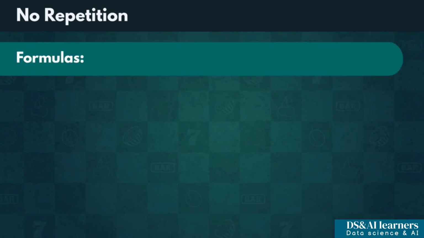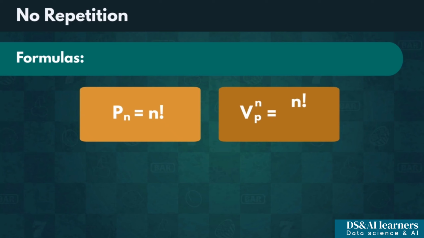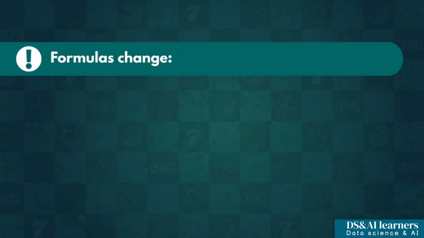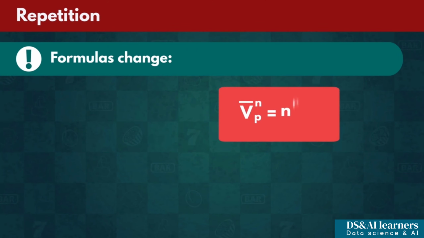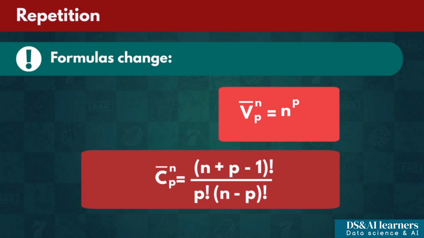We also define formulas we use to compute their values. P equals n factorial. V equals n factorial over n minus p factorial. And C equals n factorial over p factorial times n minus p factorial. Recall that these formulas change when we include repeating values. V bar equals n to the power of p, and C bar equals n plus p minus 1 factorial over p factorial times n minus p factorial.